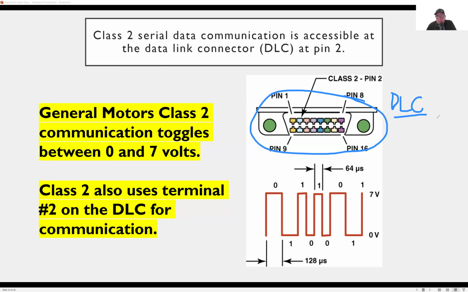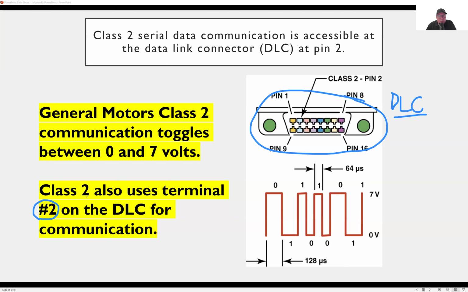But the way we communicate is, again, through the DLC, which is the 16 pin connector, and different manufacturers will use different pins on the connector. Obviously, they can't use 4 and 16 because those are common through all vehicles. They can use any of the other ones they want. They can use 9 and 8 and 13 and 1, however they want.